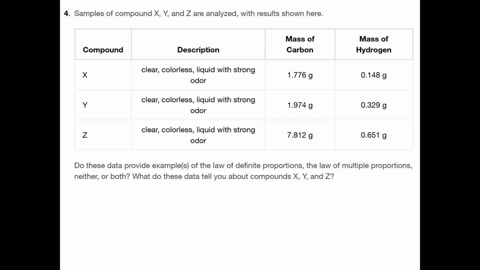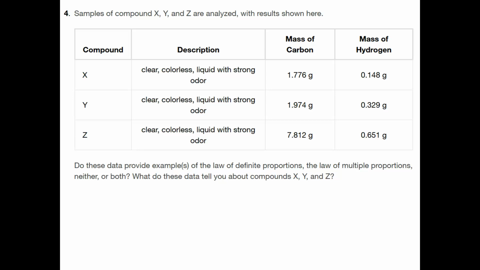Okay, so this problem here is dealing with the law of definite proportions and the law of multiple proportions. So it says samples of compounds X, Y, and Z are analyzed with the results shown here. So all of them are observed to be a clear, colorless liquid with a strong odor. So the physical description is not helping us distinguish these from each other. And then we find that they are composed of carbon and hydrogen, but each sample has a different mass of carbon in it and a different mass of hydrogen in it.